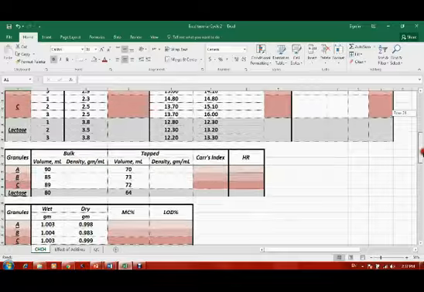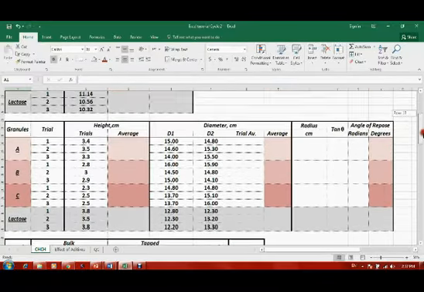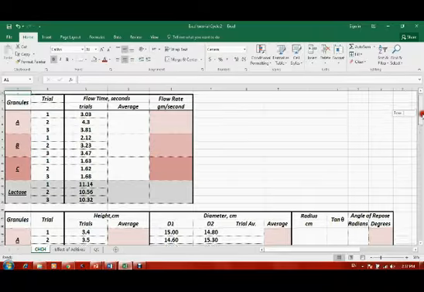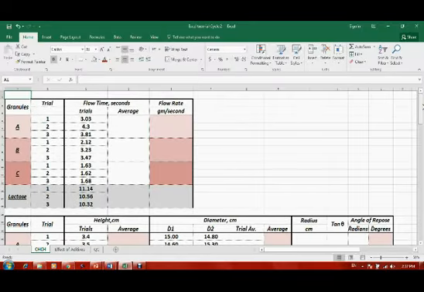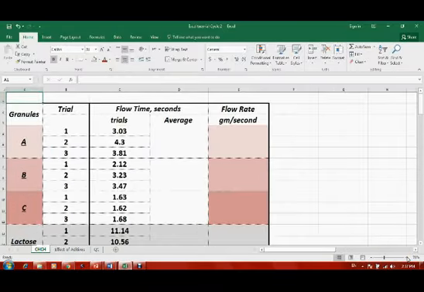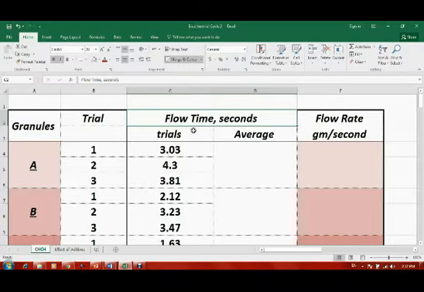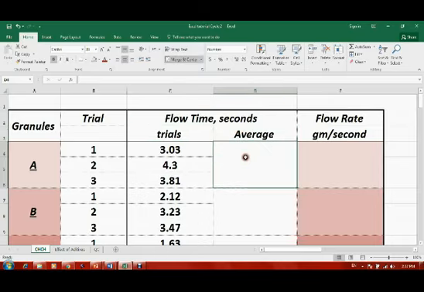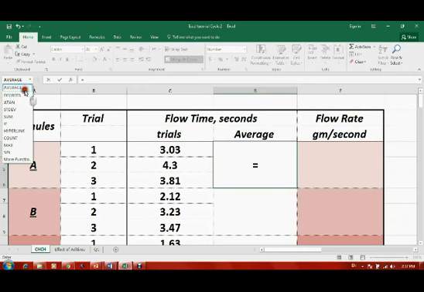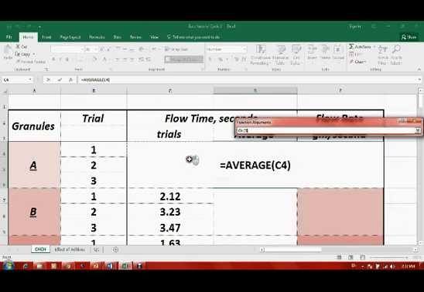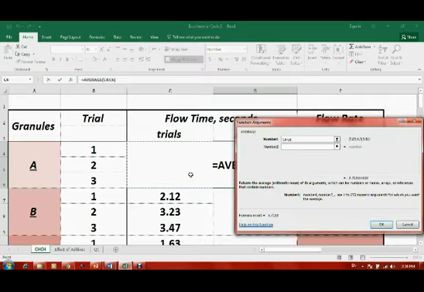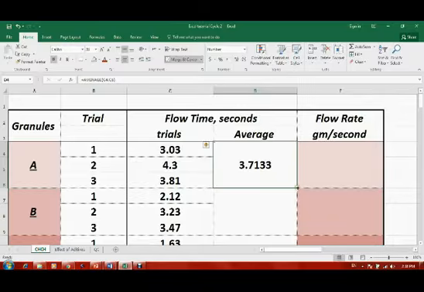To start with, flow rate was measured via measuring the flow time of 100 grams of granules as well as lactose. First, for each granules and for lactose, calculate the average flow time of the 3 trials. Use Excel formulas. Please here use maximum 2 decimal places.